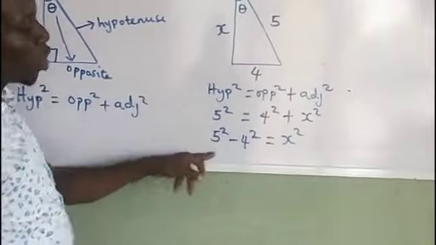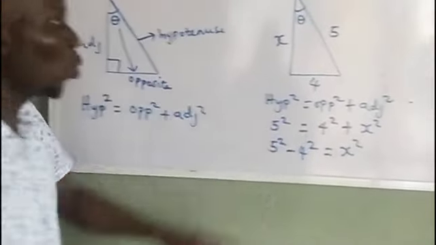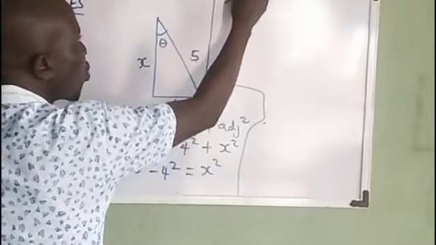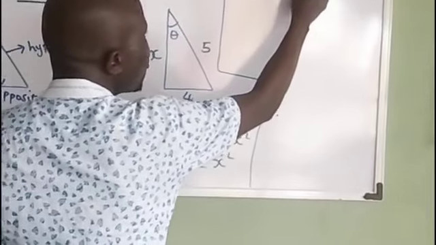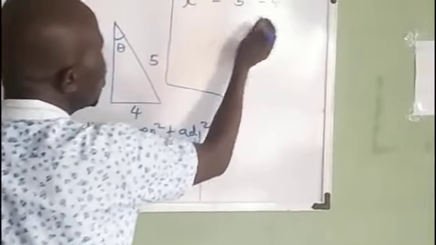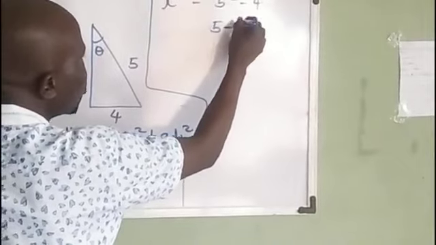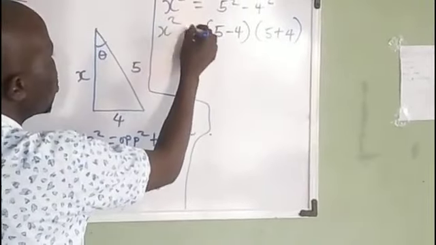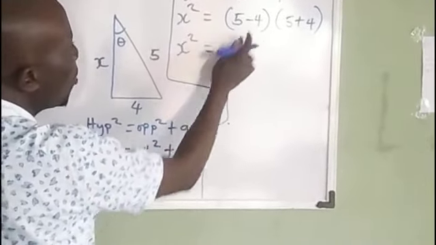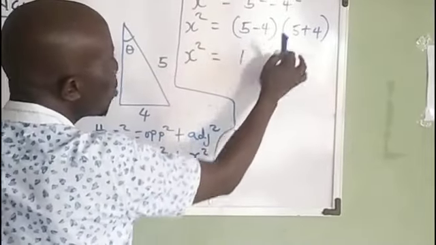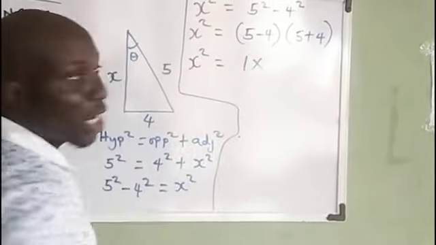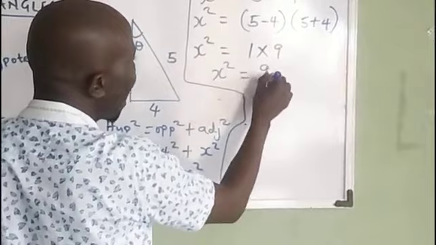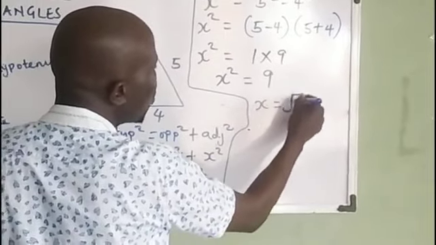So 5 squared minus 4 squared, you can simplify in 2 ways. Let me bring a method. We call it difference of 2 squares. x squared equals 5 squared minus 4 squared, right? You can have (5 minus 4)(5 plus 4). That's what we call difference of 2 squares. Then our x squared becomes 5 minus 4, which is 1. Brackets mean multiplication, right? 5 plus 4 is 9. x squared equals 9. Then x equals the square root of 9.